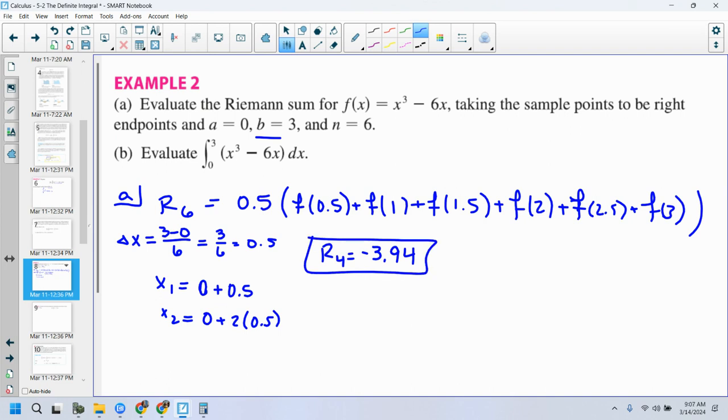How is it possibly negative? What is this telling me? The fact that that's negative, what is that telling me about the graph? That most of it from 0 to 3 lies underneath the x-axis, right? Or there's a bigger amount of area underneath the x-axis rather than above the x-axis.